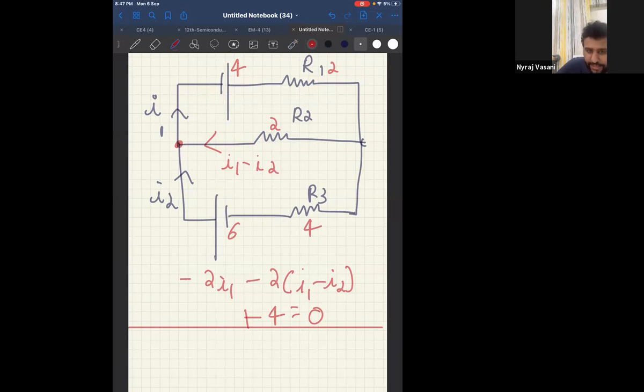Siddesh, correct. But try to get it in decimal. Tell me what your answer is in decimal.